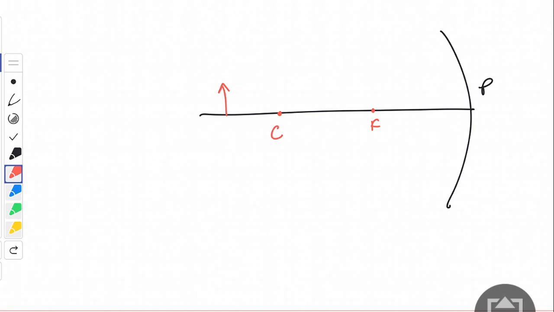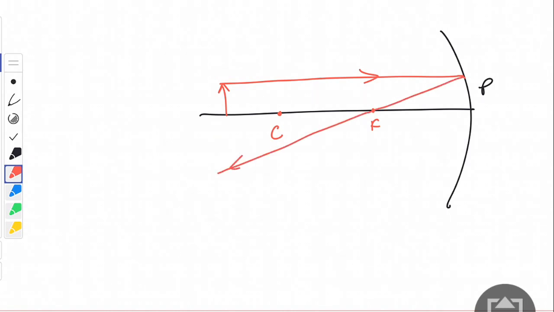One behavior you know. What is that? If a ray goes parallel to the principal axis, after reflection, what happens? Tell me. After reflection, this ray will go through the focus. This is something that we already know.